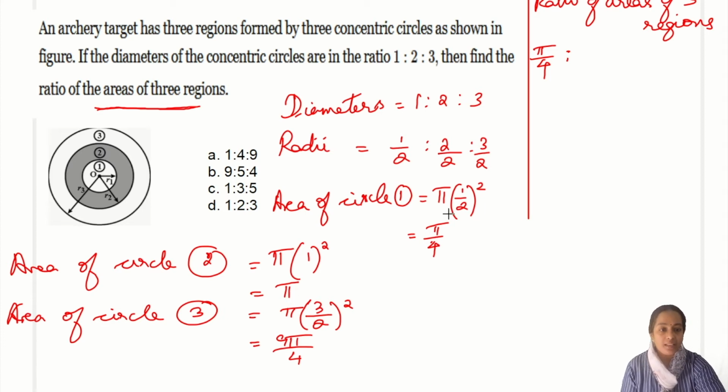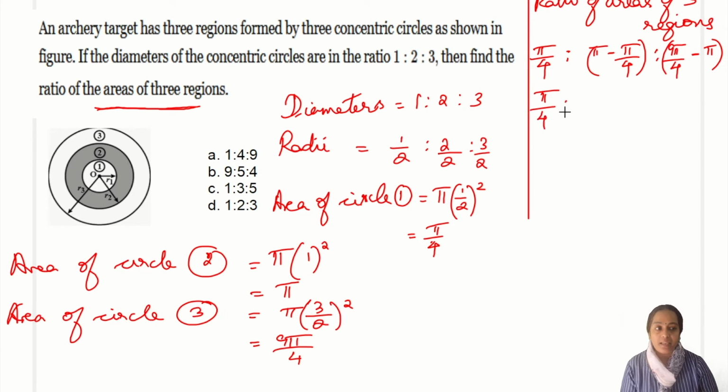The second circle will be the second region here. Second region will be the second circle area minus the first circle area. Third region is the white color region. It's going to be the third circle area, which is 9 by 4 pi, minus the second circle area, which is pi.